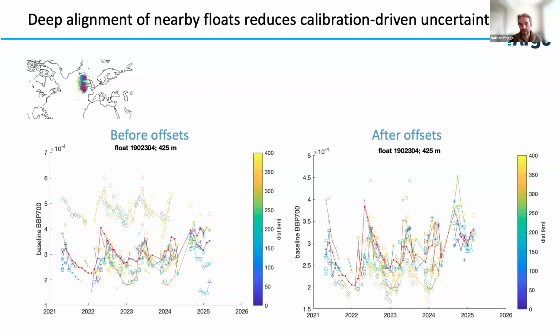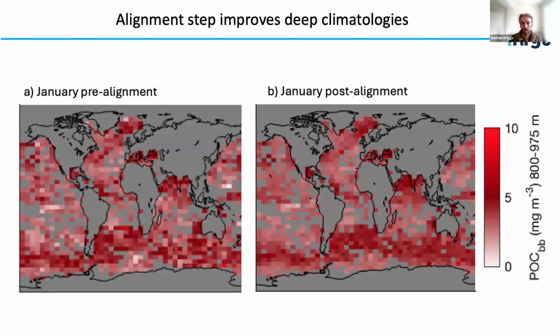And then the other step we take after we've aligned nearby floats, okay, I guess this can show you the result of that. So the result of this alignment exercise, we're looking at our POC due to small particles climatology in the lower mesopelagic before and after this alignment exercise, and you can see much smoother spatial patterns after the alignment.